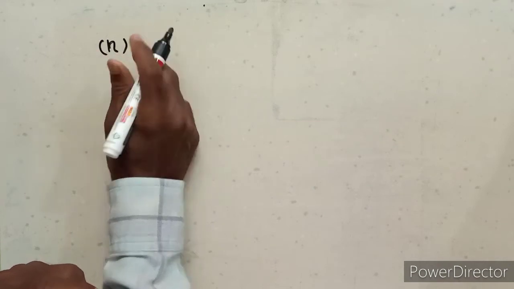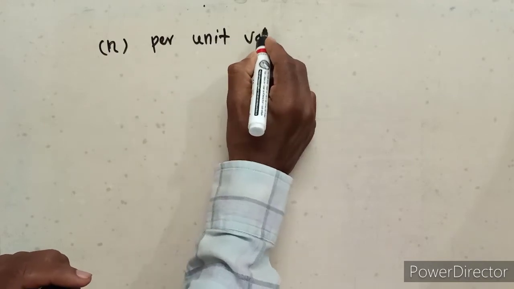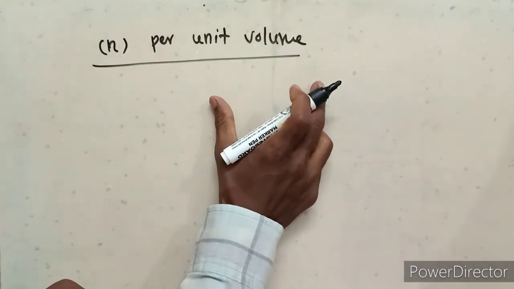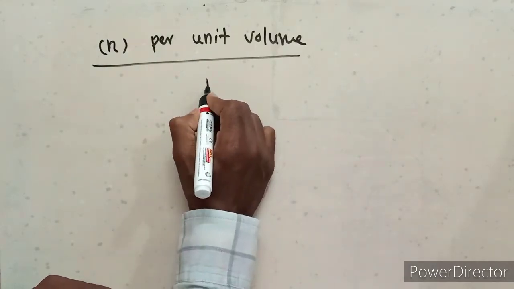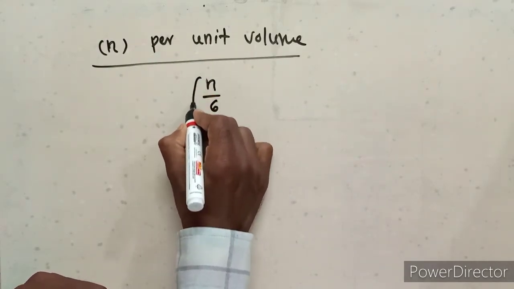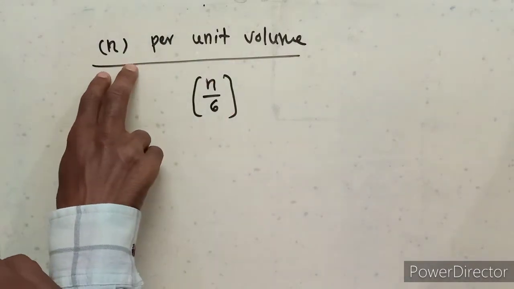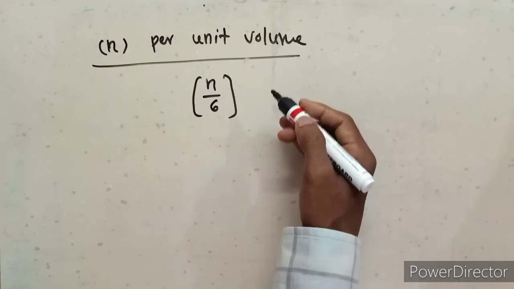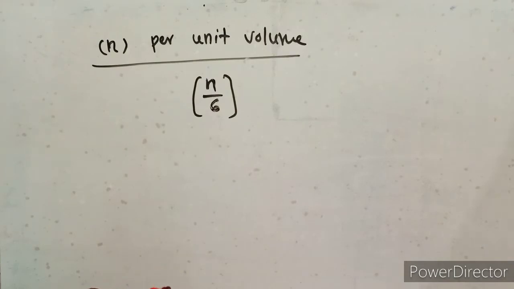If n is the number of molecules per unit volume, then the number of molecules moving upwards or downwards is given by n upon 6.